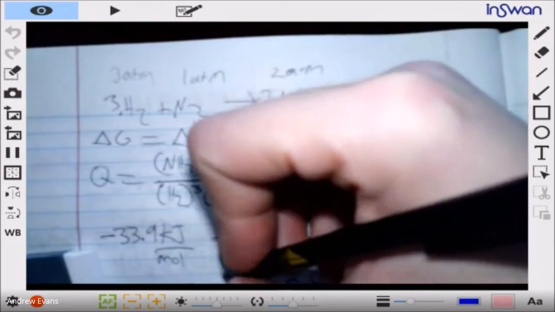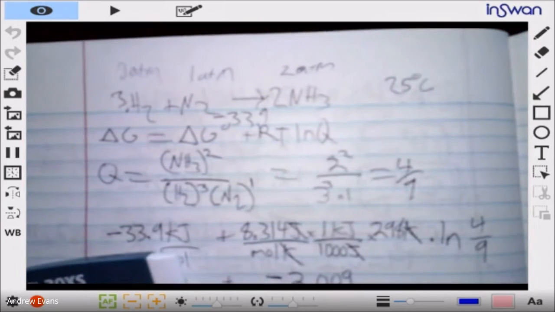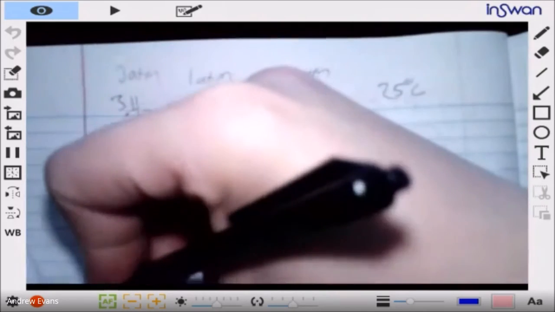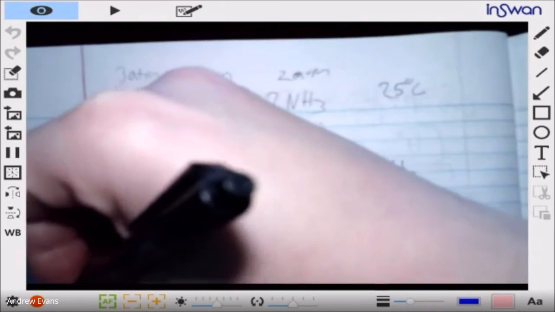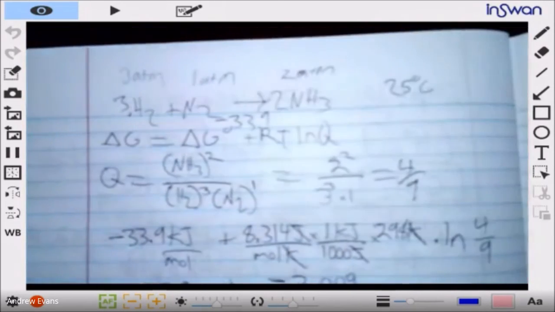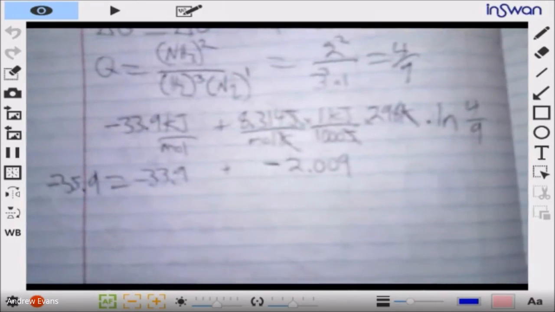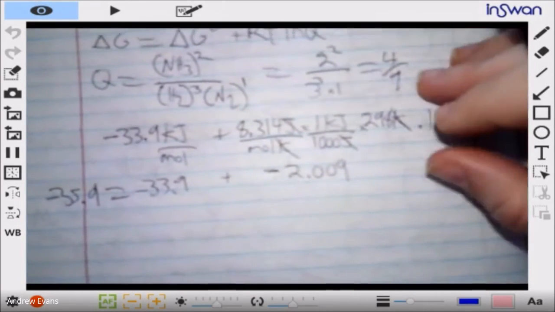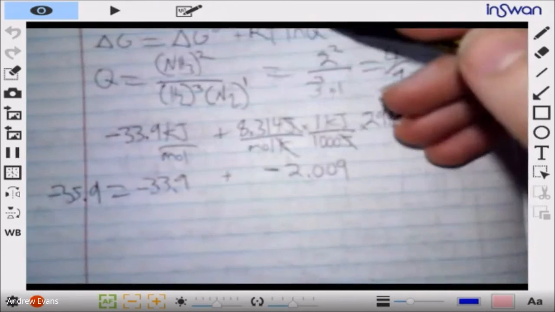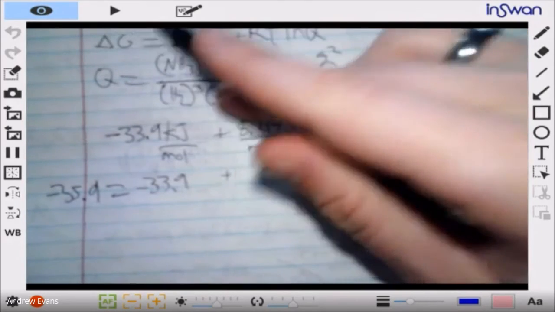So when we add that to negative 33.9, the delta G value is negative 35.9. So comparing this to the standard state conditions, the 3-1-2 situation is actually farther from equilibrium than the 1-1-1.